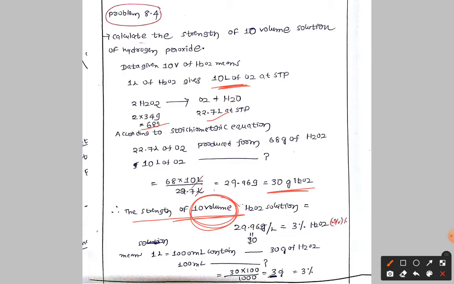How much amount is present, means here you are taking 30 grams per liter. Here we have 30 grams present per liter, or you can write 3%. How? Here, weight by volume.